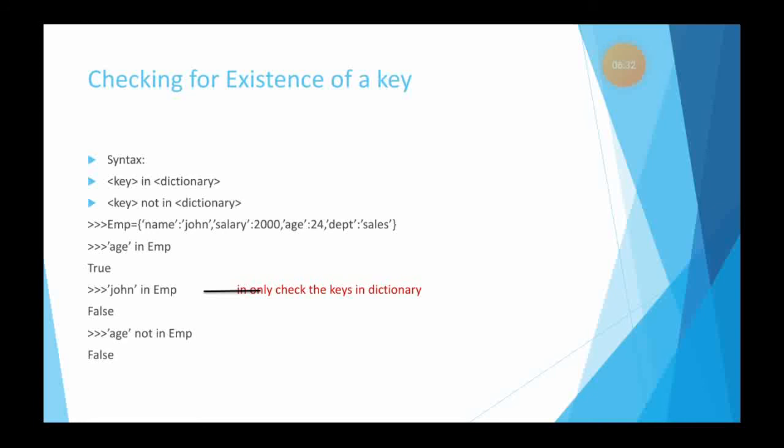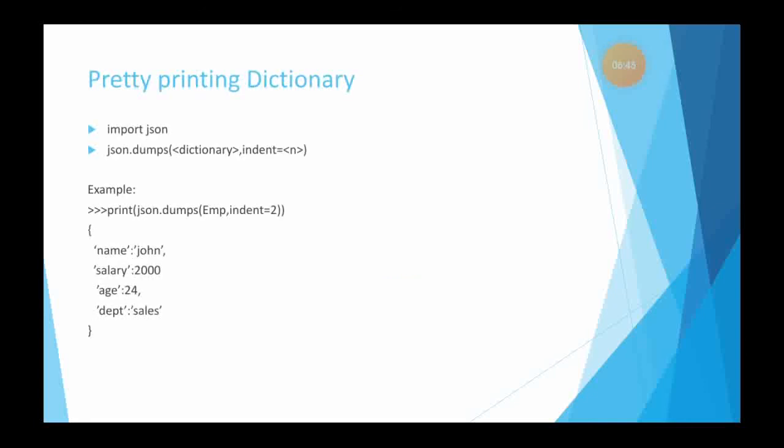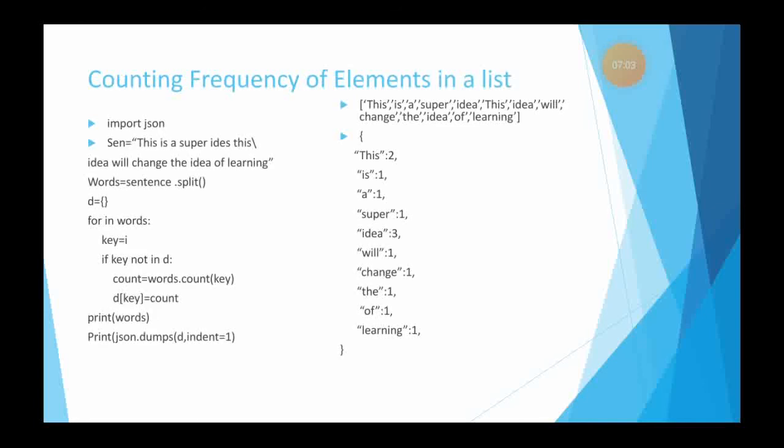Checking for the existence of a key. We can use the membership operators, in and not in, to check whether a key is present in the dictionary. Pretty printing a dictionary: if the dictionary is large, we cannot present it neatly, so we can import the module JSON. From that we can use the dumps function to present the dictionary one by one.